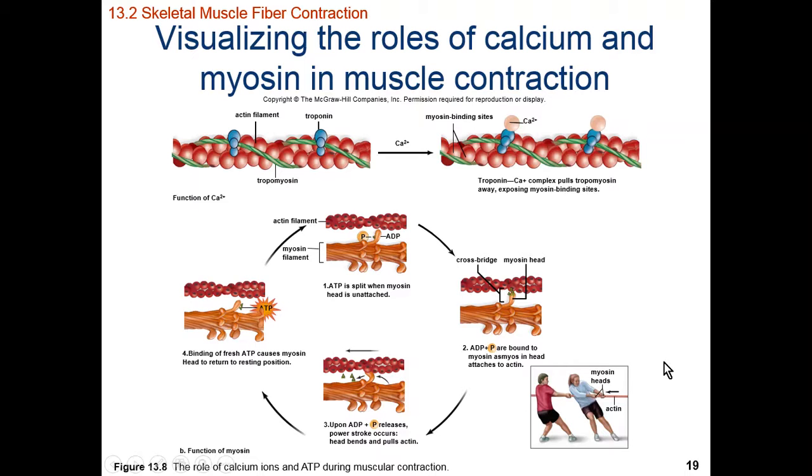It's very similar to someone pulling on a rope during tug-of-war, where the rope represents the actin filament, and the individual hands of the team on the tug-of-war team pulling on the rope represent individual myosin heads pulling on the actin filament.